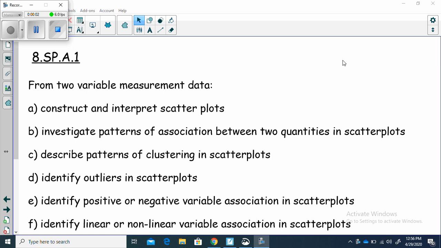This is Standard 8 SPA1, where we're going to start looking at statistics and probability. Now, there's a long list of things on this first standard, so let's look at these first.